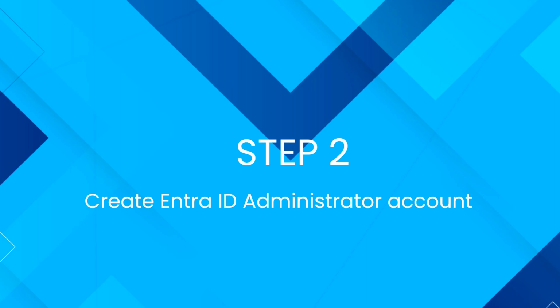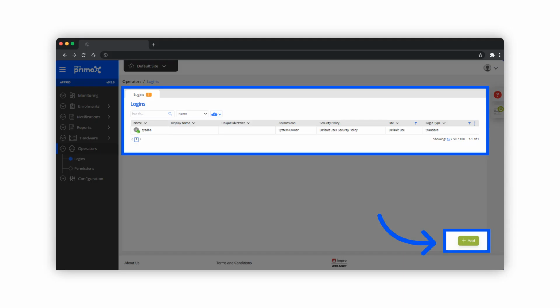The next step is to create an Entra ID admin operator in Primo using Entra without any groups. This user needs to already exist within the Entra ID system. The Logins list view under Operators will show the standard Primo administrator account that is currently logged into the Primo software. From here, you can add the new operator account.